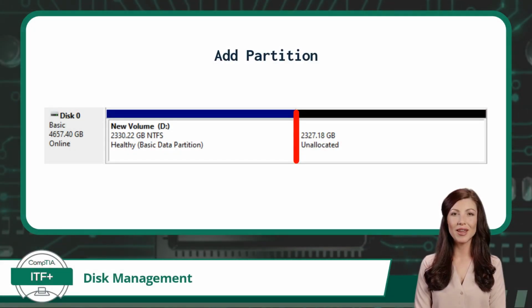In Windows, for example, we can access the Disk Management utility and create a new partition for any portion of a drive that is unallocated or is not currently in use. The thick red line represents where I have added a partition.